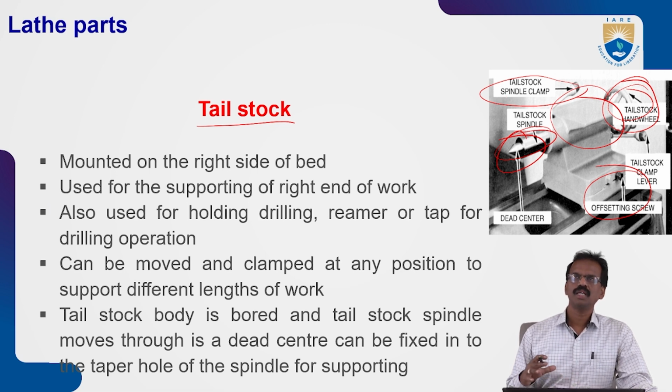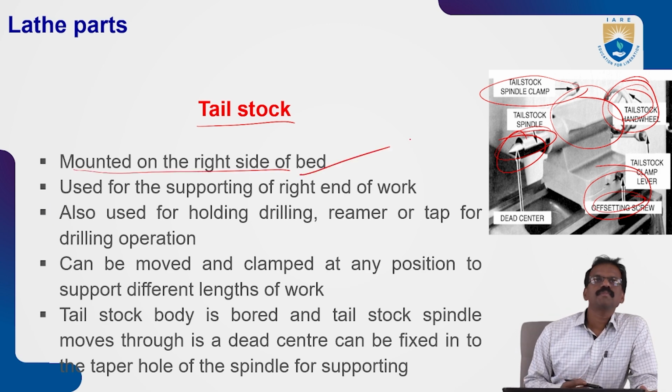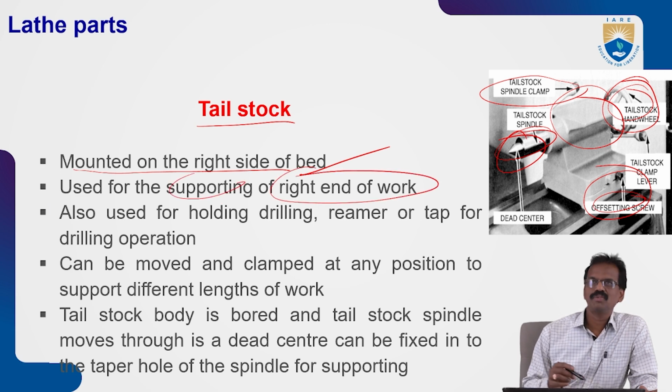As per the requirement, we can move the tailstock, and we can fix that tailstock on the guideways by the help of the offsetting screw. So these are the main parts. It is mounted on the right side of the bed. It is used for supporting the right end of the work, the other end of the work, so that it gives supporting.